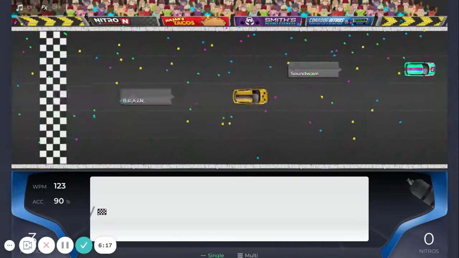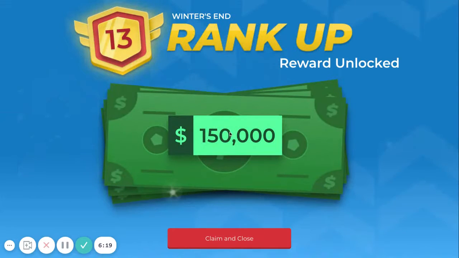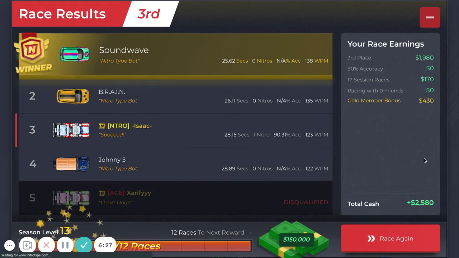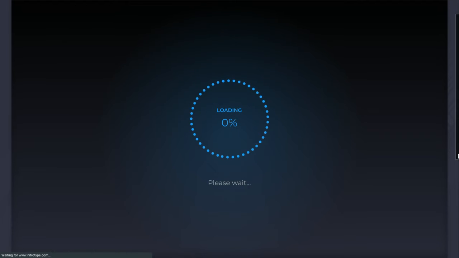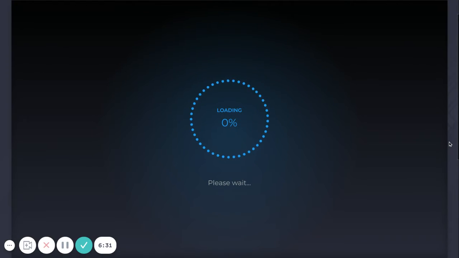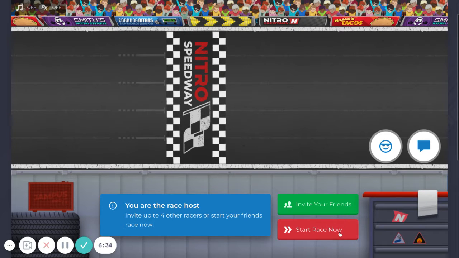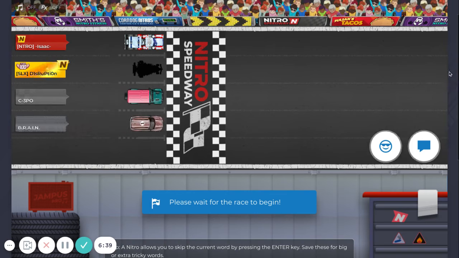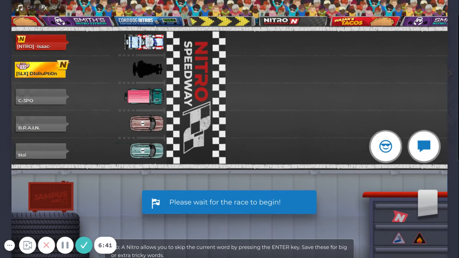I don't know what was going on with the accuracy there. Oh, I got a season reward. That's nice. Anyway, 123, 90%. Not the greatest, but I can't complain. I'm still thinking about improving my accuracy a lot, because I need to improve my accuracy a lot. Like, I know people who would average like 99% accuracy. I don't know how they do that.